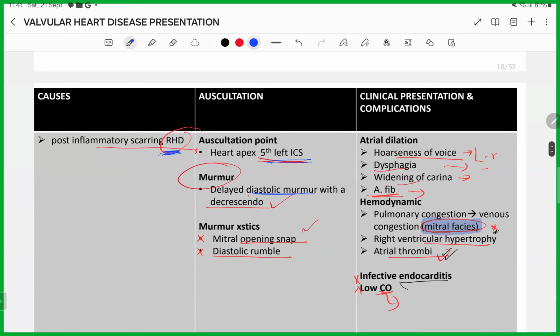And then for hemodynamic complications, because blood is not passing down into the ventricle, it's going to congest and go back into the lungs. So you'll have pulmonary congestion, and it's also going to go back all the way into the venous circulation. You'll have what is known as mitral facies, where the face looks puffy and red, and the cheeks look swollen, in mitral stenosis. That is what is known as mitral facies.